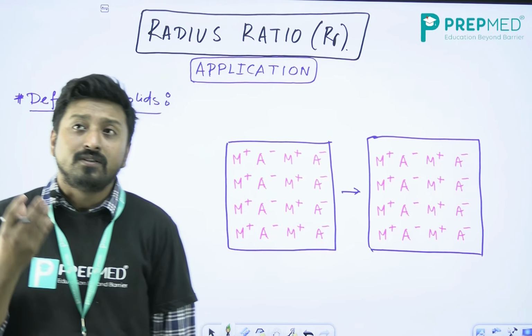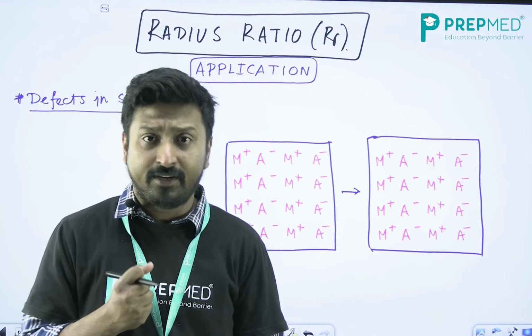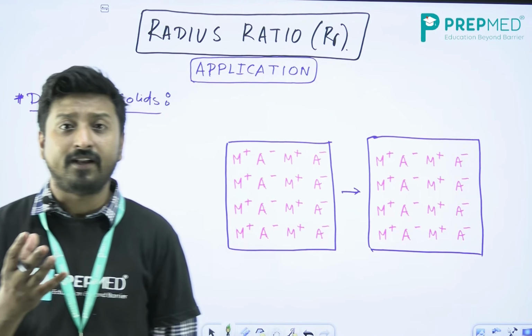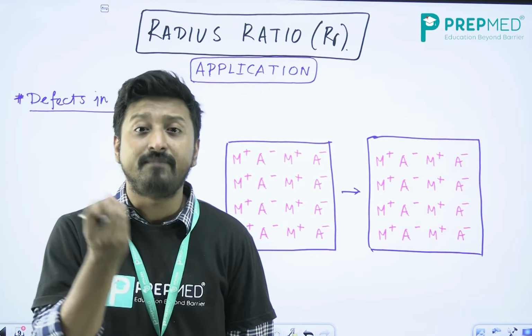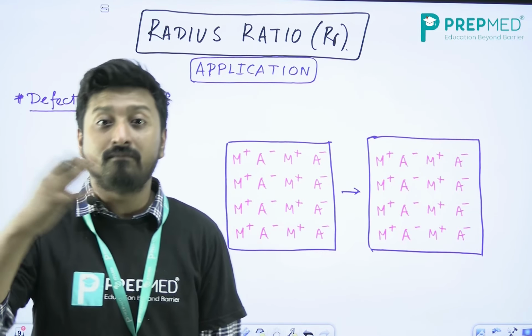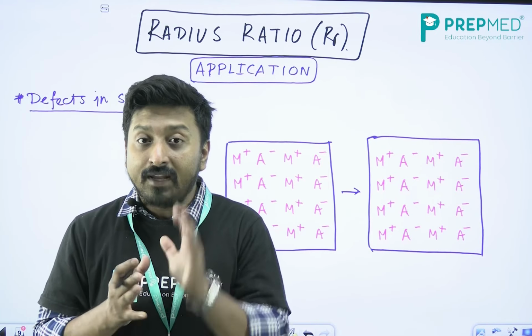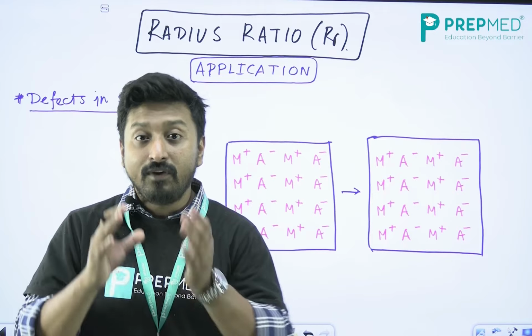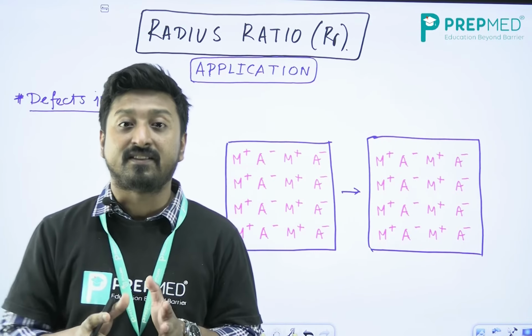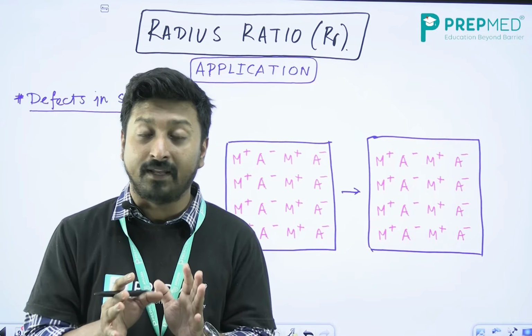Now see, sometimes you will find that not everything is perfect, right? Not everyone is perfect, not every material is perfect. Every material has some defect, and that actually makes different materials separate from each other, right? So in these ionic solids, we will talk about the different defects, and with the help of the radius ratio, we will try to explain the defect.